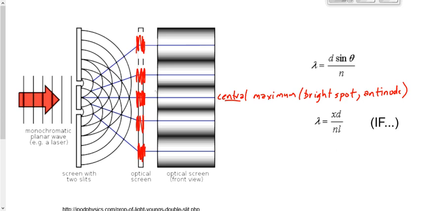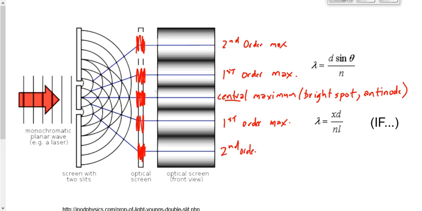This next one beside it, on both sides, would be our first order maximum, or our first order bright spot, or our first order antinode. And then we have, beside that, our second order max, or our second order bright spot, or our second order antinode. We're going to assign a number to each one of these. The central is going to be 0, the first order is going to be 1, the second order is going to be 2, and so on.